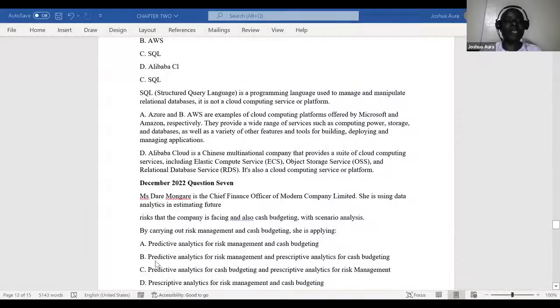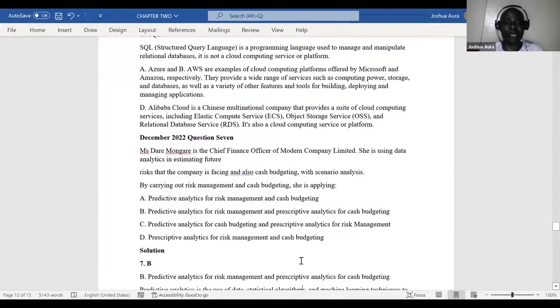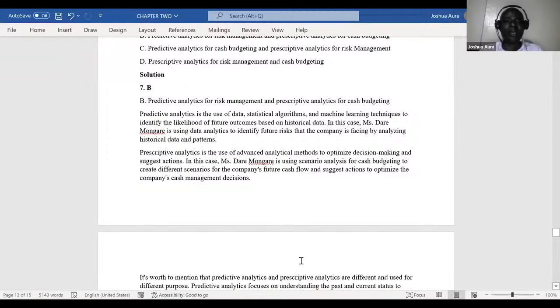But the most important thing you're supposed to know, ladies and gentlemen, is that, please listen and look at the answer. I've already attached the answers here. It's supposed to be predictive analytics for risk management and the prescriptive analytics for cash budgeting. That is the correct answer. Now B, predictive analytics for risk management and the prescriptive analytics for cash budgeting.